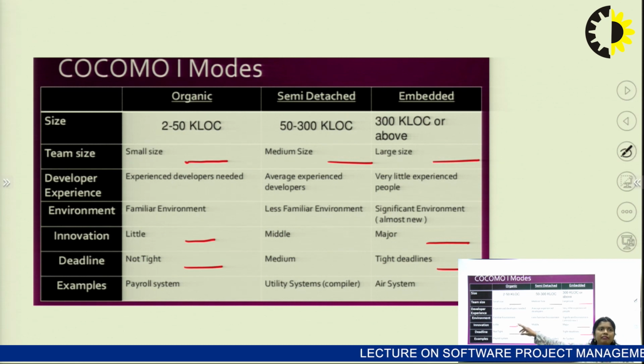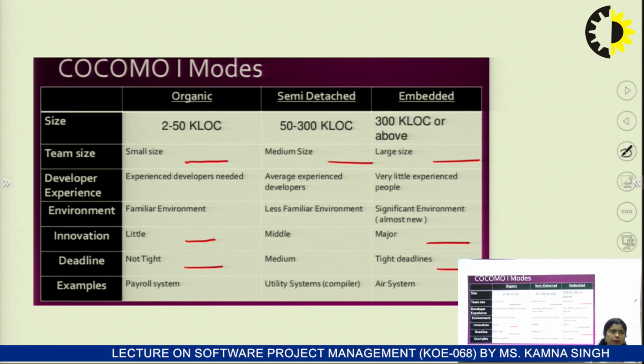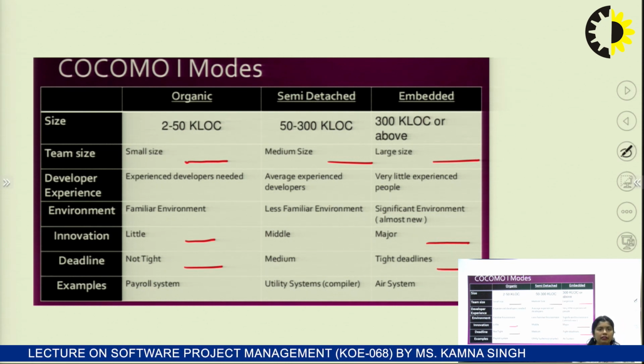The environment is familiar in the organic model. In semi-detached, it is a less familiar model, and there is a significant environment. Innovation: high innovation is in the embedded model only, because the objective is complex. There is no well-known objective.